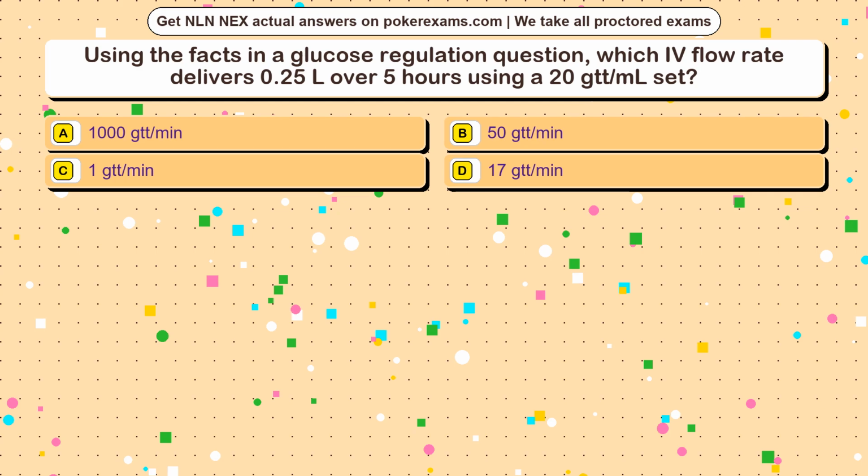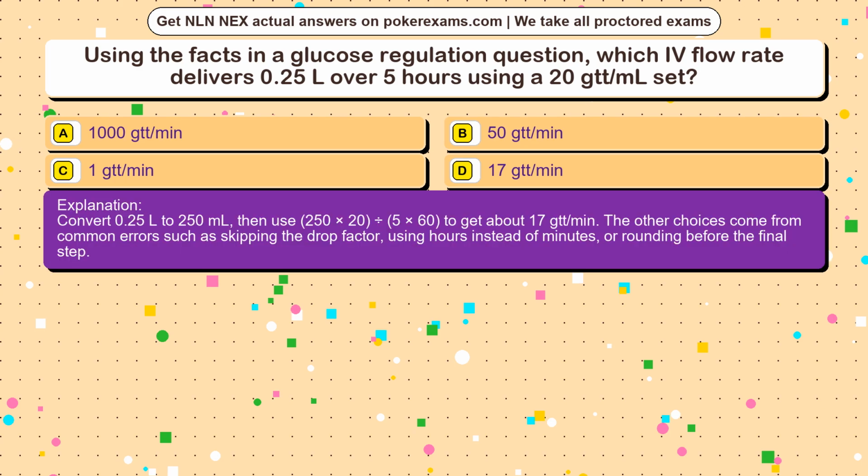The correct answer is option. Convert 0.25 L to 250 ml, then use 250 times 20 divided by 5 times 60 to get about 17 gtt/min. The other choices come from common errors such as skipping the drop factor, using hours instead of minutes, or rounding before the final step.